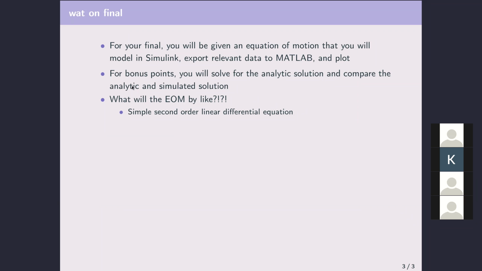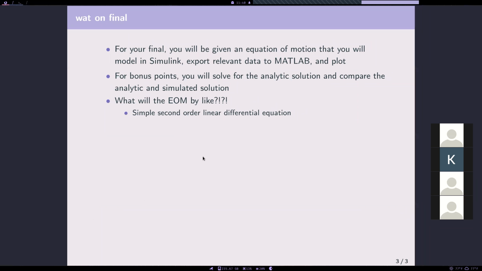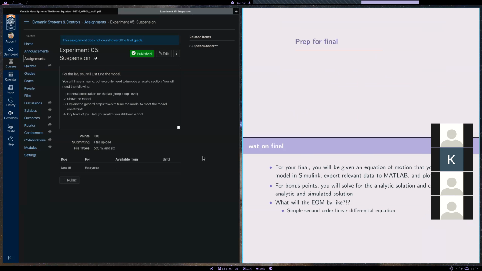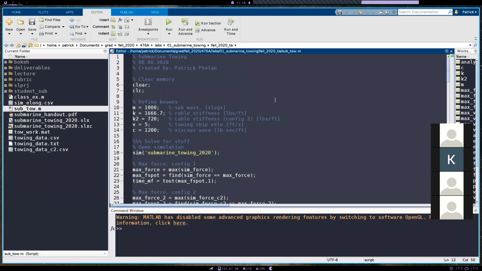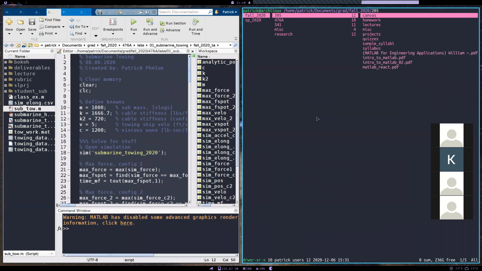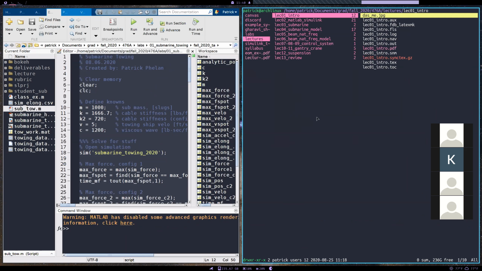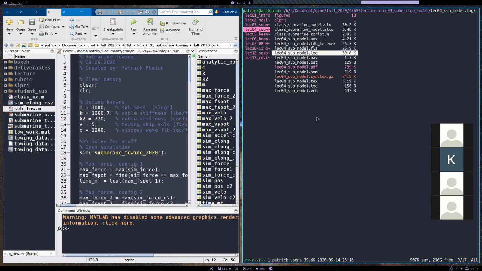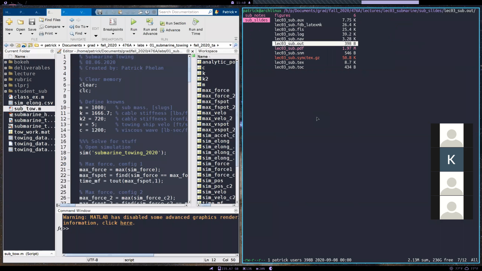Okay, so what's the equation of motion going to be like? It's going to be just a simple second order linear differential equation. So it'll be similar to lab 1. So let's actually pull that up. Okay, so this is a lab 1 that I have up here. Let's actually open up the slides that we had for that.